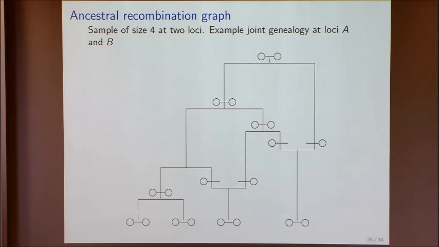So the structure that we will develop is this ancestral recombination graph. We start with a sample of size 4 individuals specified at 2 positions. Now the kinds of events that can happen in this graph or in this structure are a coalescence event as usual, or a recombination event.